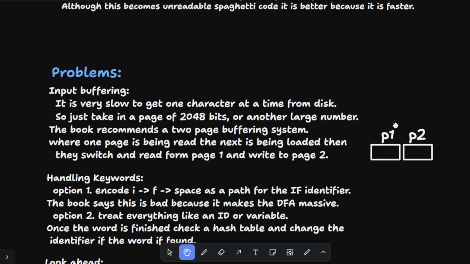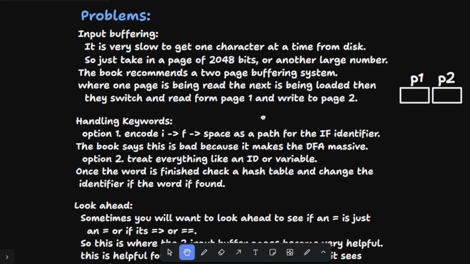So that's like this with page 1 and page 2. It would load page 1, the script would start running on page 1, and while it's still running, it would be loading page 2. And then it would continue and then switch.